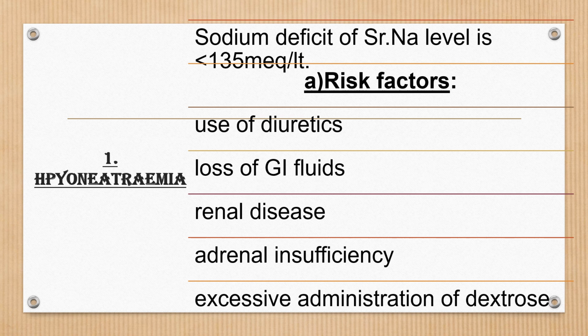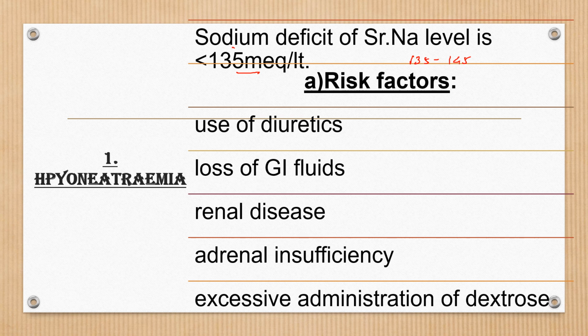So here we see what that is. The sodium deficit is when the serum sodium level is less than 135 milliequivalent per liter. As we know, the normal sodium level in blood is 135 to 145 milliequivalent per liter. That is the normal range in the human body. When it is less than 135 milliequivalent per liter, we use the term hyponatremia.